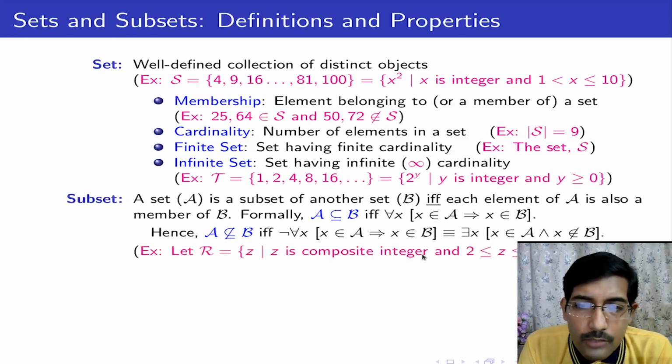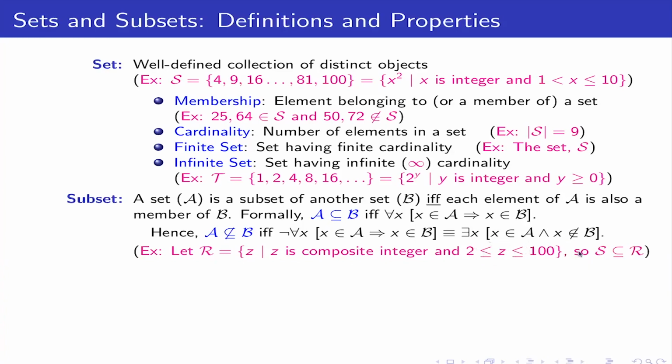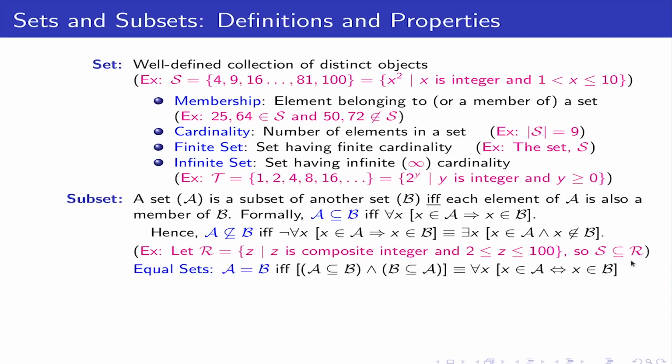For example, consider the set of composite integers R, defined between 2 and 100, all the composite integers, for example 4, 6, 8, all these non-prime integers. Obviously, the set S that we have defined is a subset of R, because S, being squares of numbers, is definitely composite, but this composite set has more of them. So every element of S belongs to R, therefore S is a subset of R.